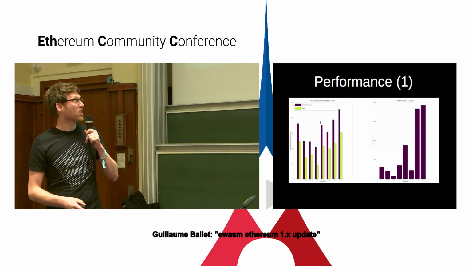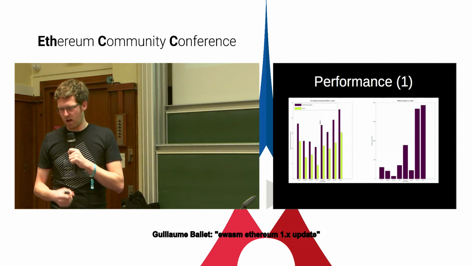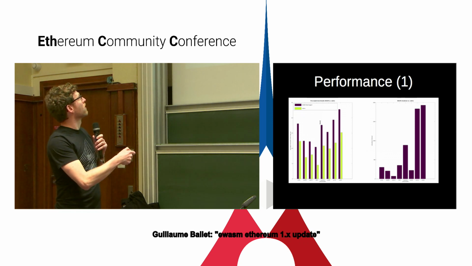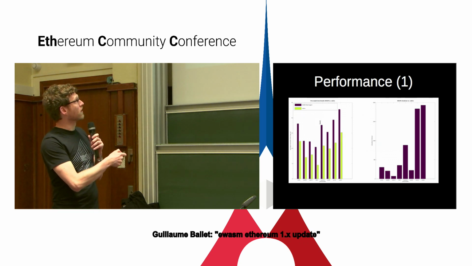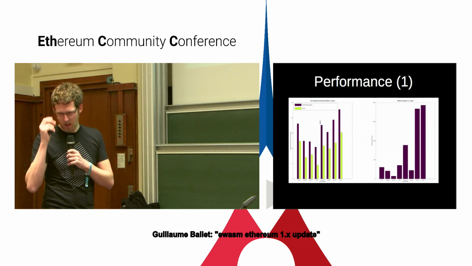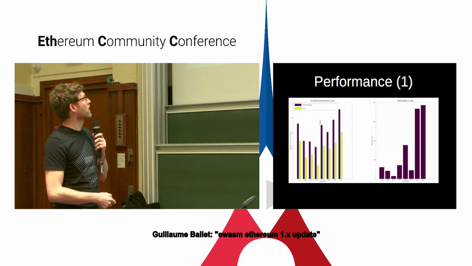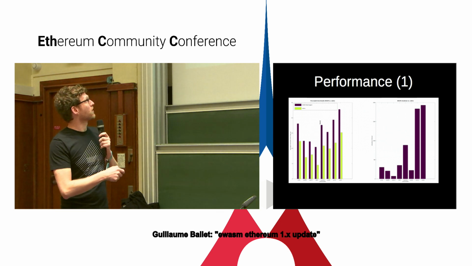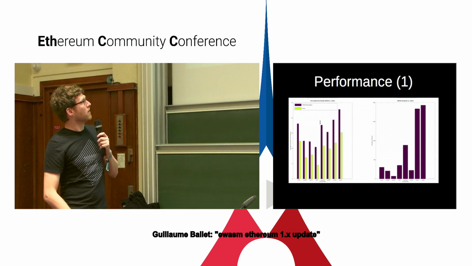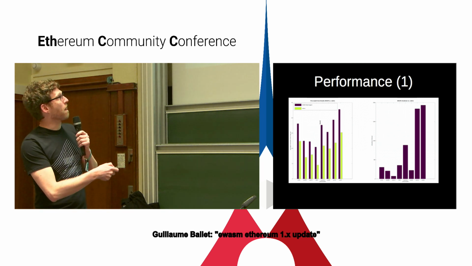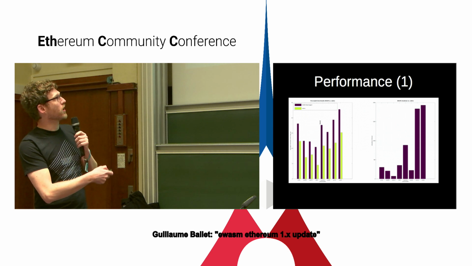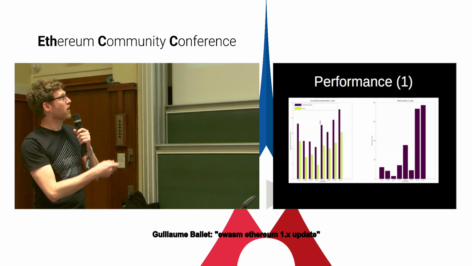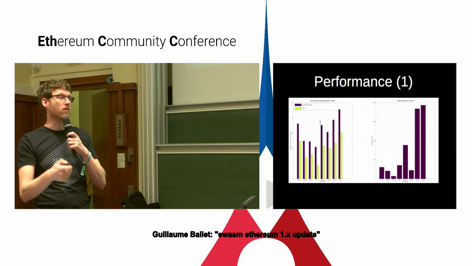I don't have much time, so I'm going to skim over this. Basically, the purple here is the WASM. The yellow is the original, for comparison. This is a Rinkeby sync, and you can't see that, but the scale is logarithmic. You can see this is the ratio: the average time it took to execute the WASM contract versus the average time it took to execute the native version.